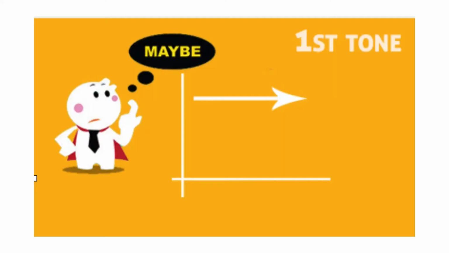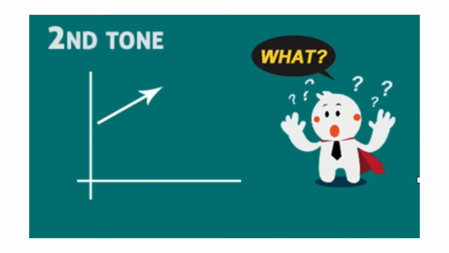So as I mentioned earlier, there are five tones. The first one is, I'll just call it the monotone. Very even, it's very flat, and the word example is maybe. When you say maybe, you're like maybe, maybe. The second tone is the rising tone, it goes up. And this one, word example is what, what. That's the second tone.